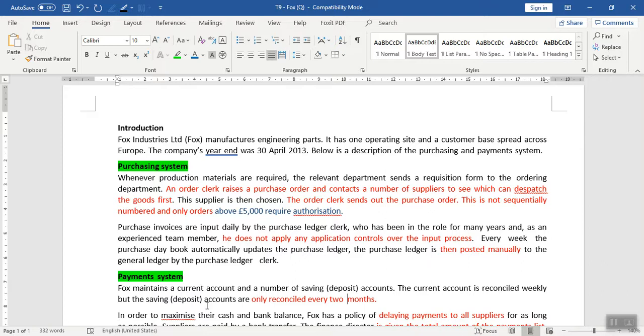Okay, so let's look at this question, Fox Industry. The other one I'll give you the answer. Other than that, you can also get it from the notes. That one is for self-study.